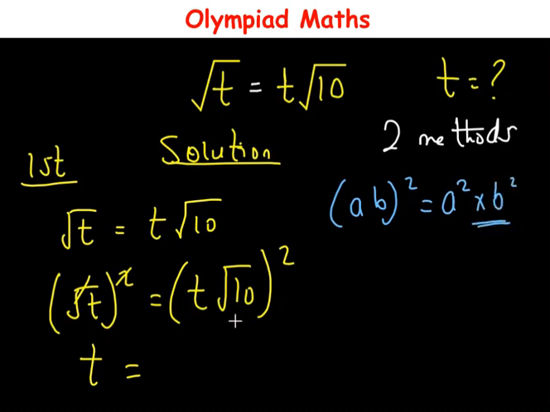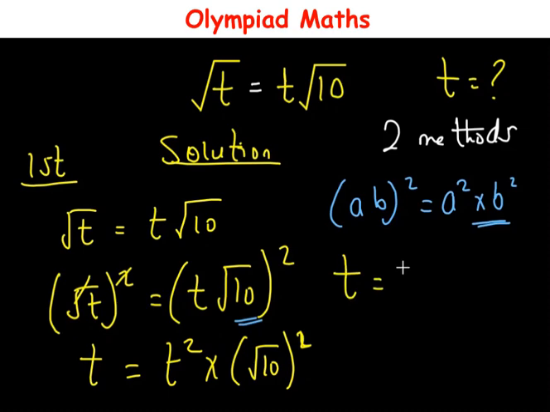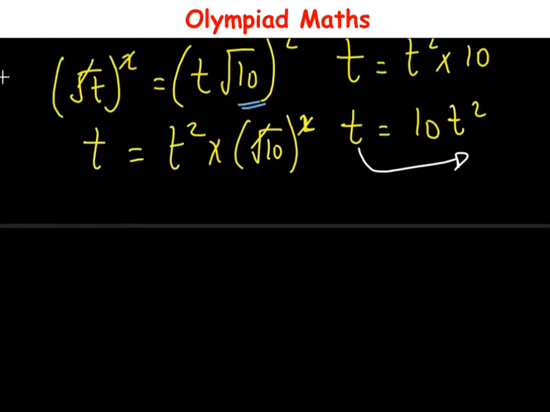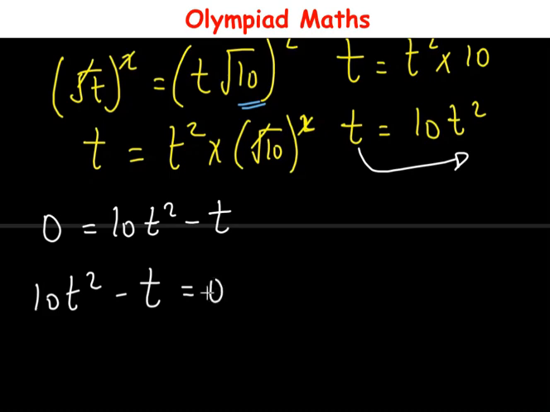So applying this rule right here, what we then have is t squared times, in brackets, root 10 all squared. Now from here, the value of t is equal to t squared times, the square cancels the square root, what we have is 10. So then t is equal to t squared times 10, which is 10t squared. With this, the next thing is to move t over to this side. So what we then have is 0 is equal to 10t squared minus t. Now rearranging, this becomes 10t squared minus t is equal to 0.